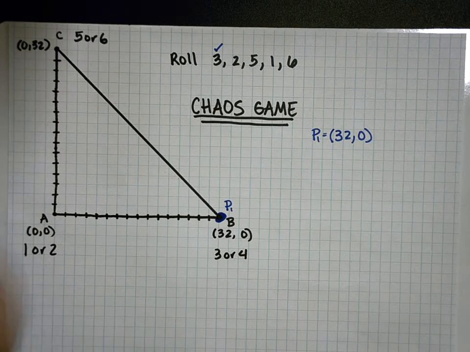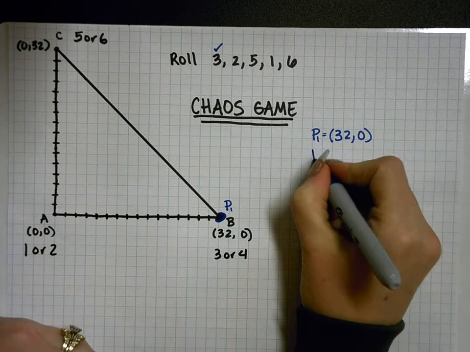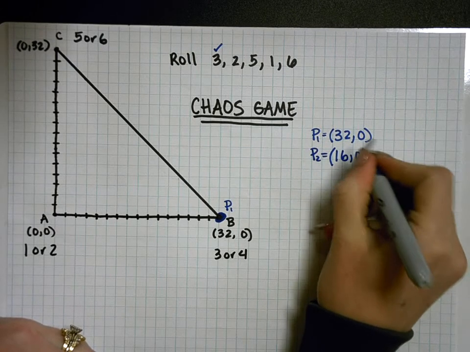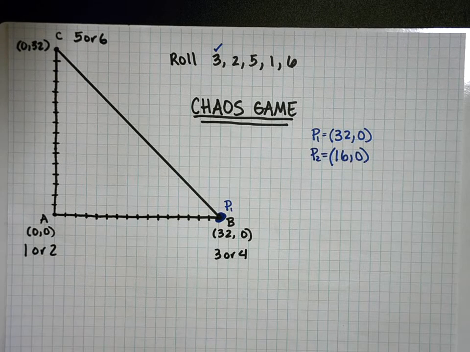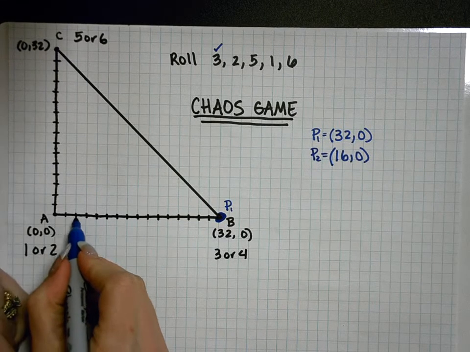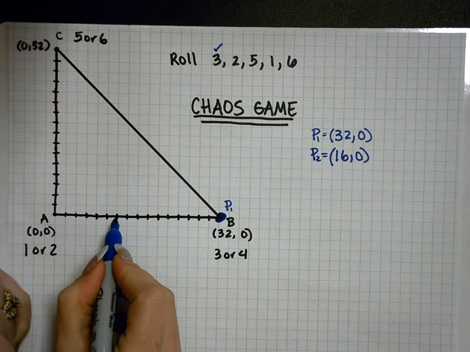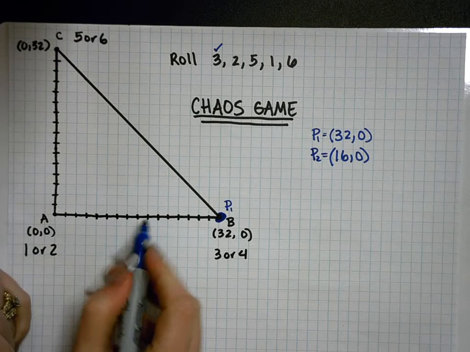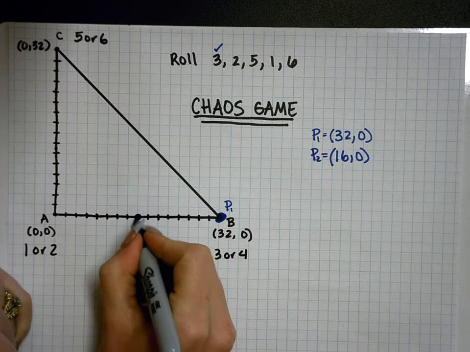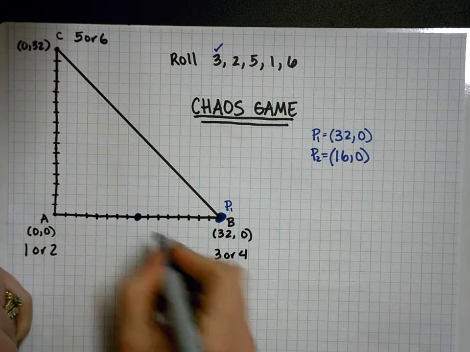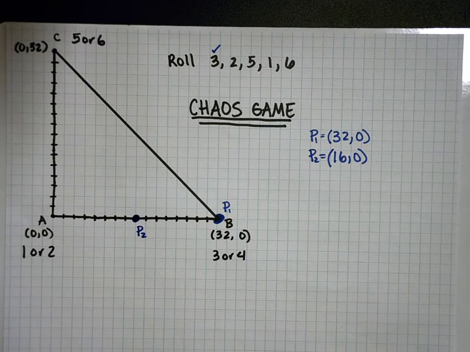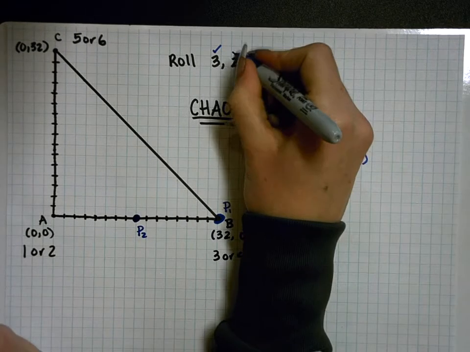So I'm going to put that right here. P2 is 16, 0. And then I'm just going to graph that. So these are in twos. 2, 4, 6, 8, 10, 12, 14, 16 is right here. And it's 0, so it's just right here. The y part is 0. So this is my P2. That's if I roll a 2. We're done with that one.